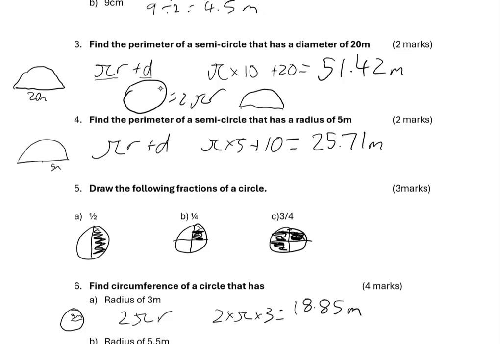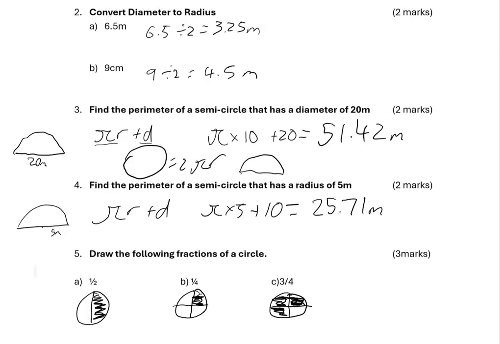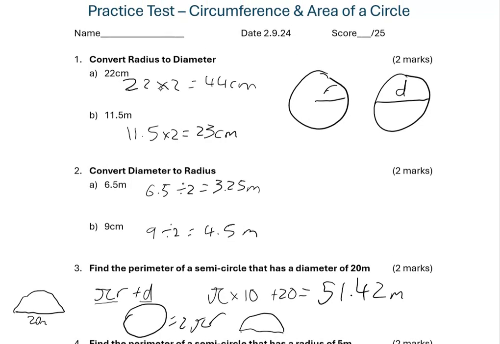And for the next question, you're doing exactly the same thing, except you've already been given your radius. So you don't have to halve a number to get the radius. You already have your radius, but you will have to double it at the end to get your diameter, just like we learned earlier.